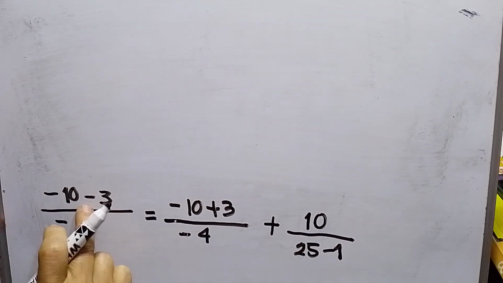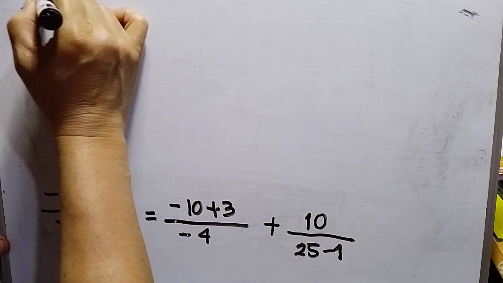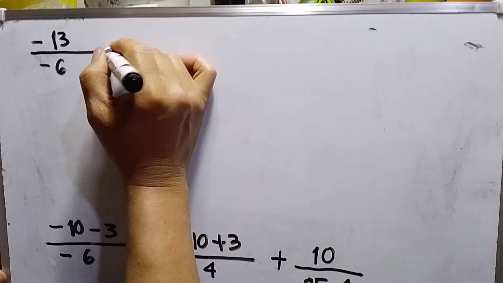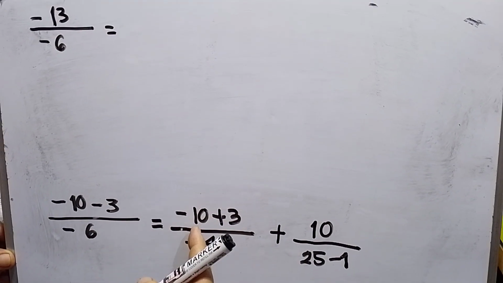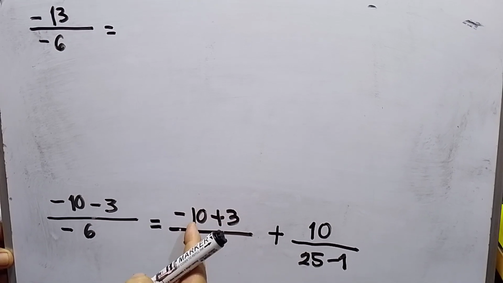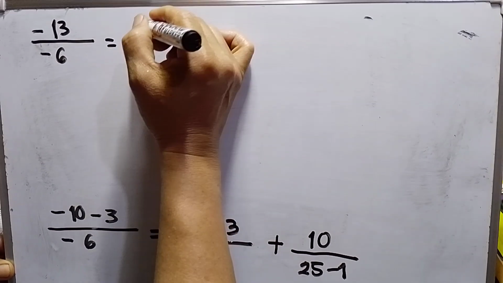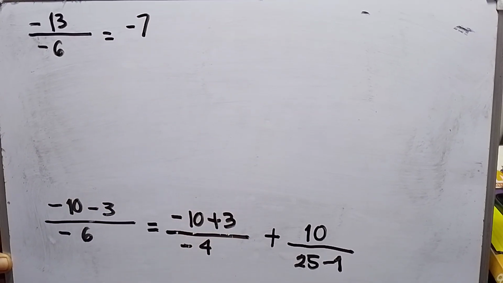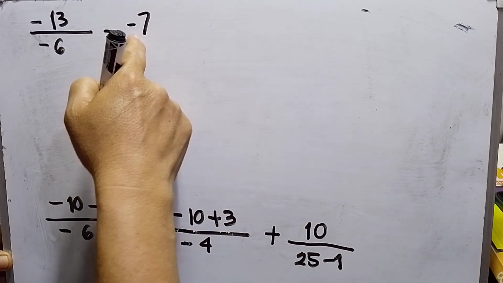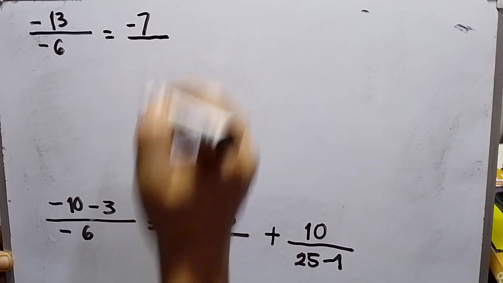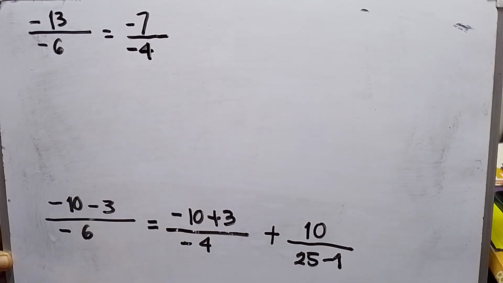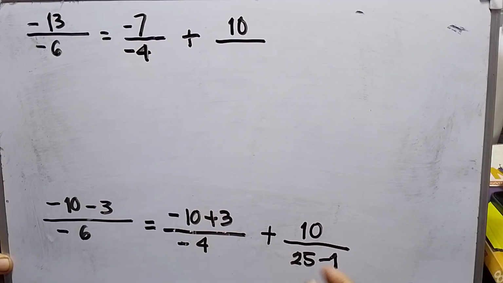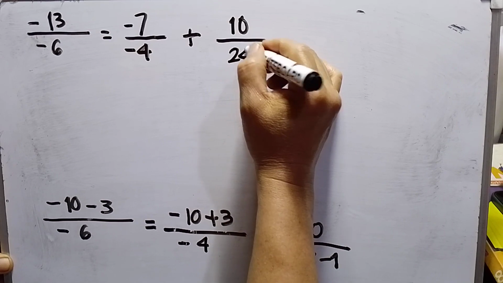So this will be negative 10, negative 3. This is negative 13. Then over negative 6 is equal to, this is subtraction because negative 10 and then positive 3. So this will be 10 minus 3, that is 7. Then what's the sign? The sign must be negative because 10 is greater than 3, and 10 is having a negative sign. So therefore, my numerator is negative 7. Then copy the denominator, which is negative 4. Then plus 10 over 25. Take away 1, that is 24.